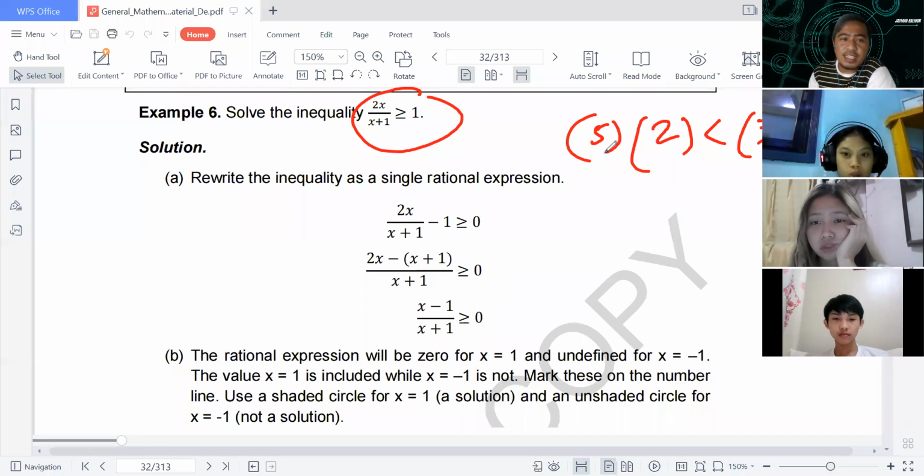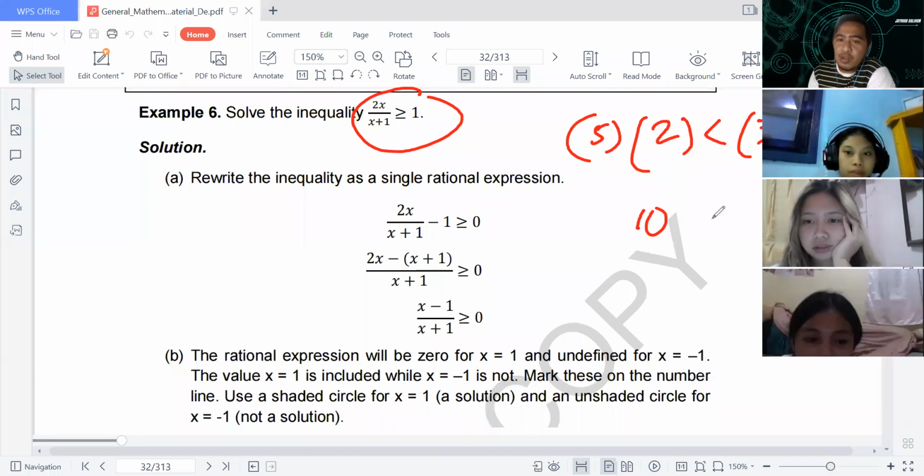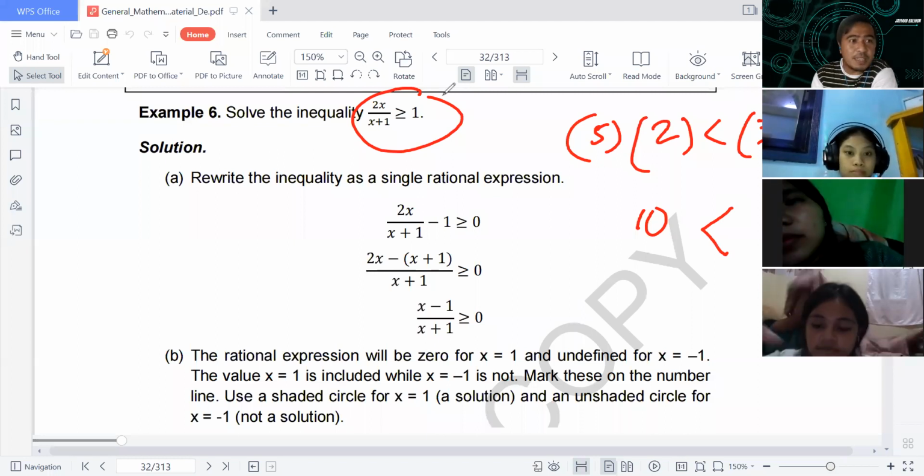What's the answer here, class? If you multiply by 5? 10. What is the answer here if you multiply by 5? 15. Can I still use the less than? Yes, sir. Okay, there is no problem if it is a positive value.